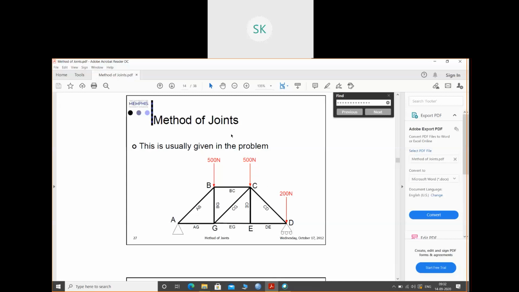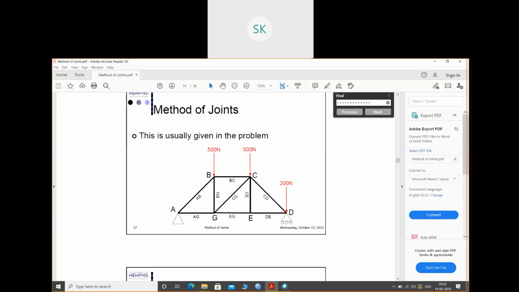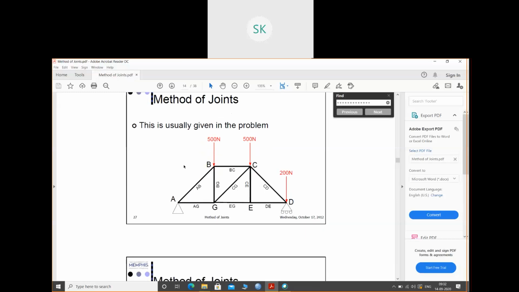This screen is visible. Whenever I ask, please someone write yes if it is visible, so that I can move forward. Is the screen visible? Method of joints. This is usually given in the problem. Okay, thank you so much.